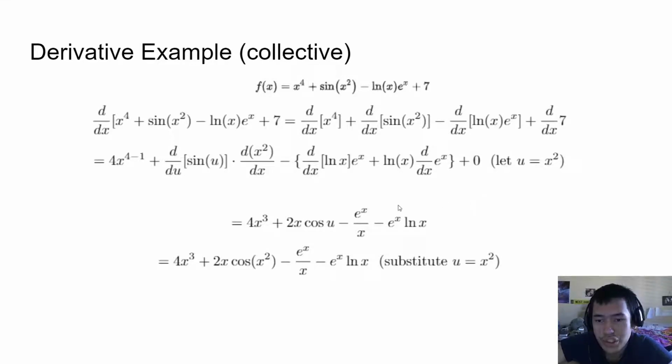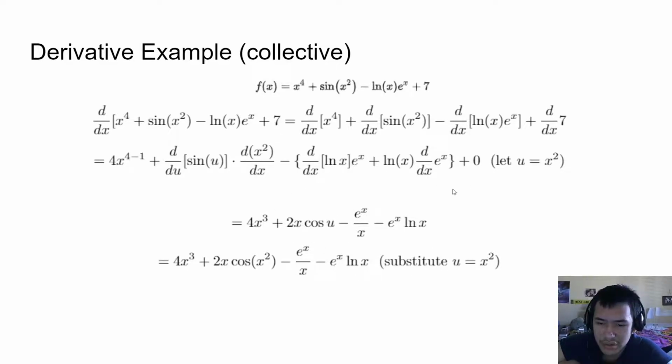So here, we're just going to take the sum rule and split it up into each function, each little component. And then we're going to take the power rule for d by dx of x to the fourth. Then we're going to use the chain rule, substituting x squared with u, so it looks nicer, like we did with the last 2 chain rule problems. Then we're going to use the product rule, and then d by dx of 7 is just 0, since it's a constant.